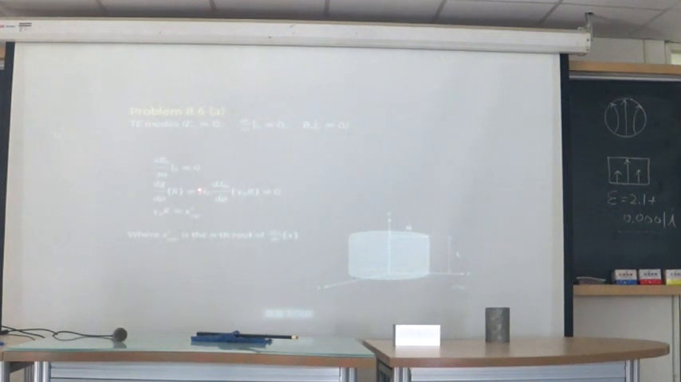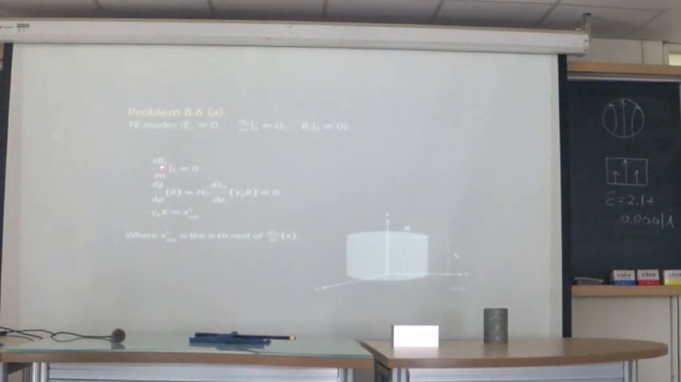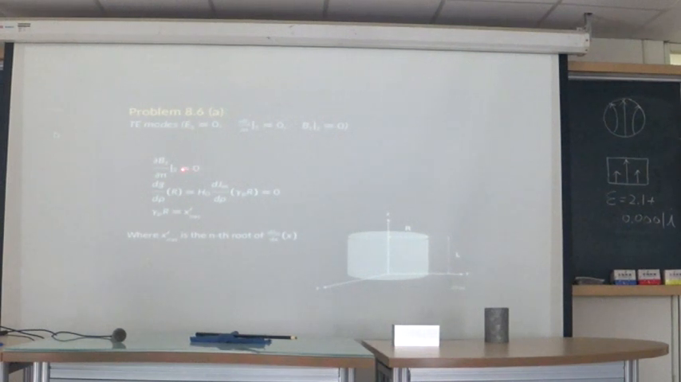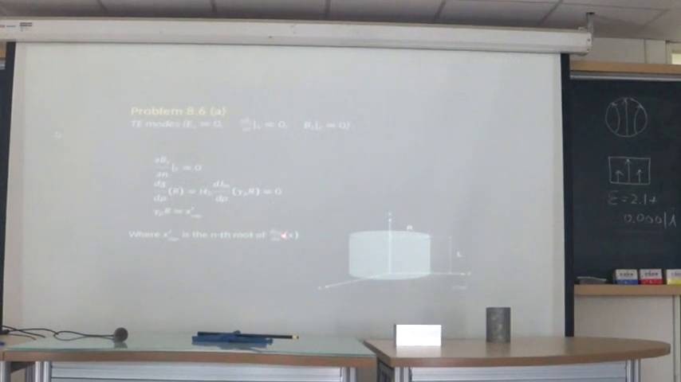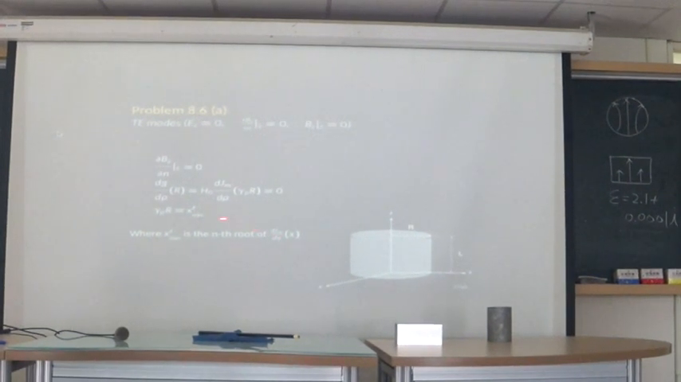But the difference is the boundary condition here is different. For the TE mode, the boundary condition is that the derivative of the Bz component should be 0 at its surface. So instead of finding the root of the Bessel function, here we need to find the root of the derivative of the Bessel functions. So we use a prime here to denote the nth root of the Jm's derivatives.